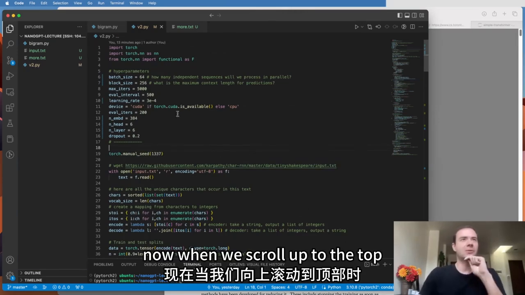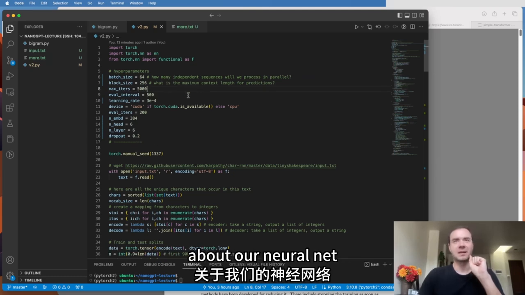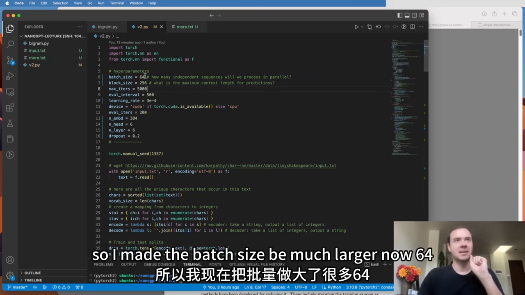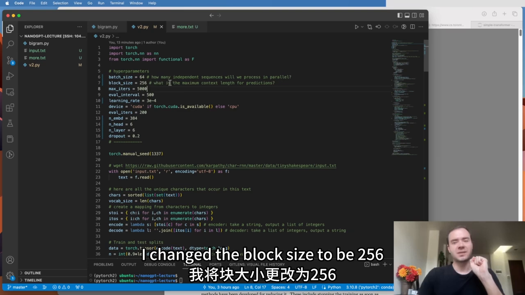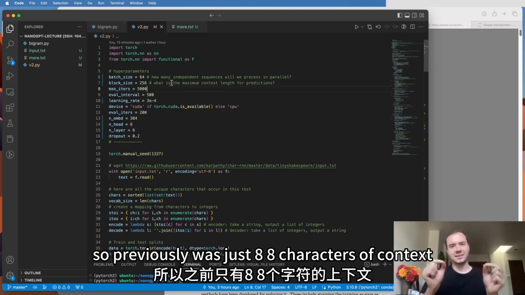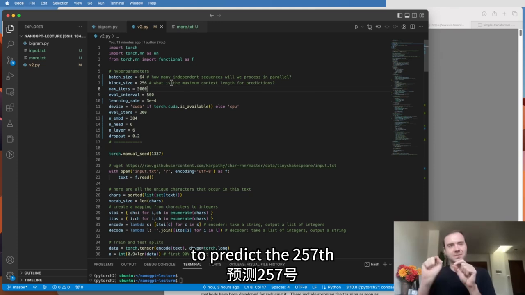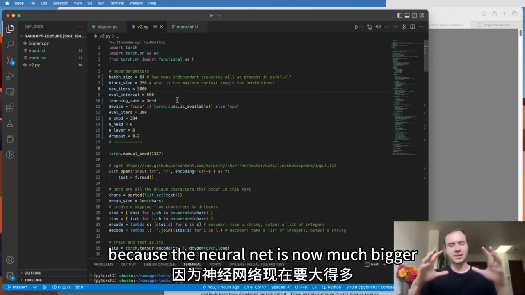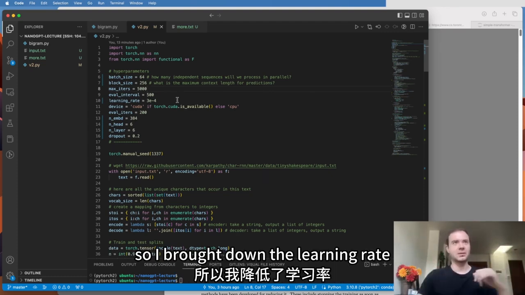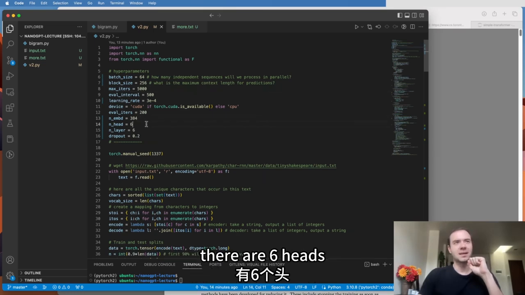So now when we scroll up to the top, we'll see that I changed a number of hyperparameters about our neural net. So I made the batch size much larger, now it's 64. I changed the block size to be 256. So previously it was just 8 characters of context. Now it is 256 characters of context to predict the 257th. I brought down the learning rate a little bit because the neural net is now much bigger. The embedding dimension is now 384, and there are 6 heads.